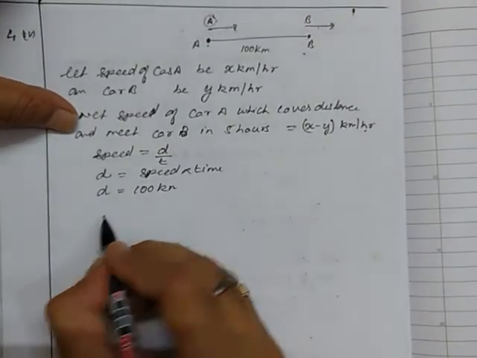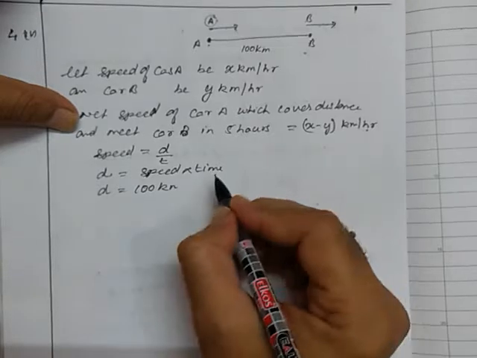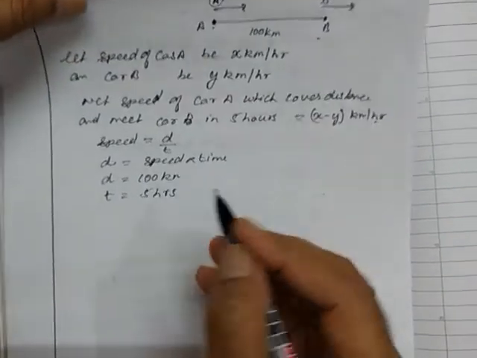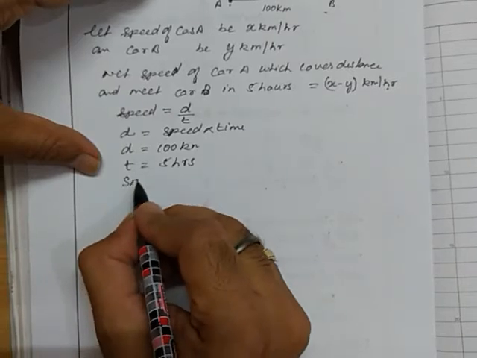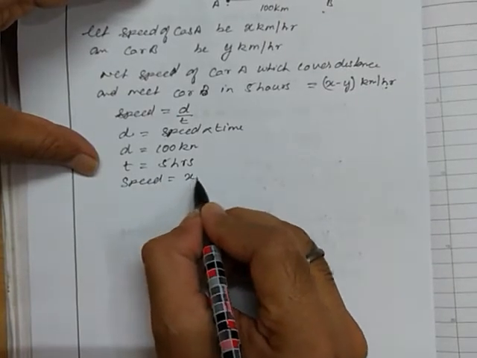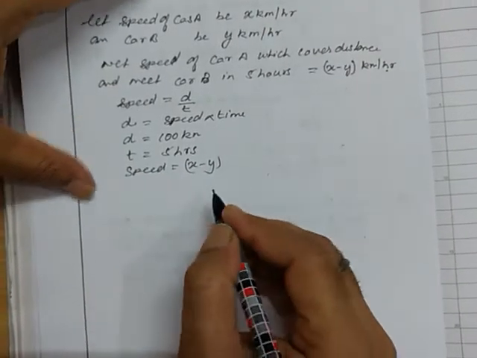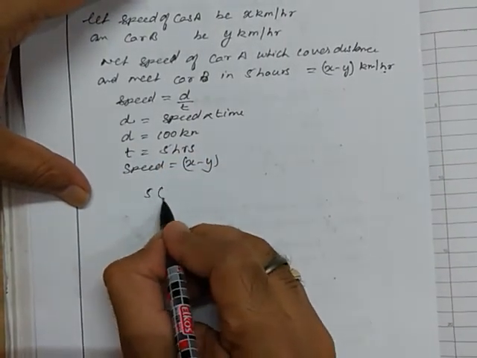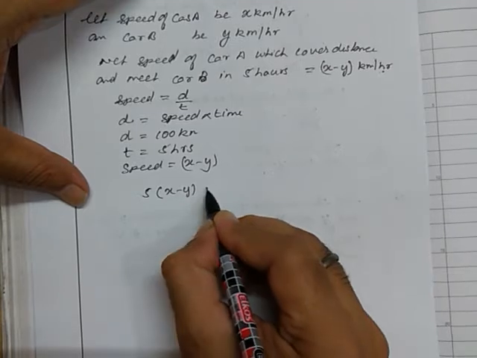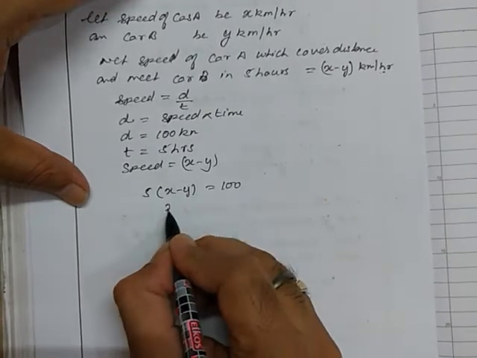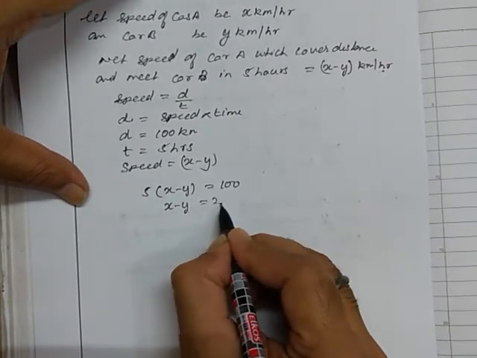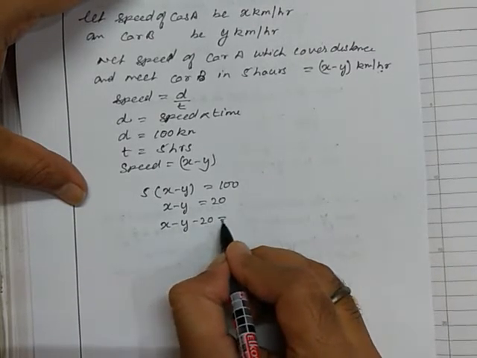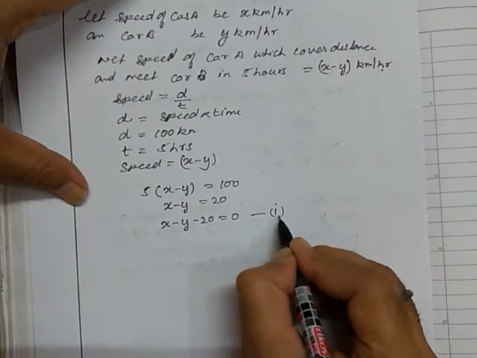So here the equation which will be formed: the time is given as 5 hours, and the speed will be equal to x minus y kilometers per hour. So that's as per this formula. So we will have 5 into (x minus y) is equal to 100, or we can say x minus y is equal to 20, or x minus y minus 20 is equal to 0. This will be your first equation.